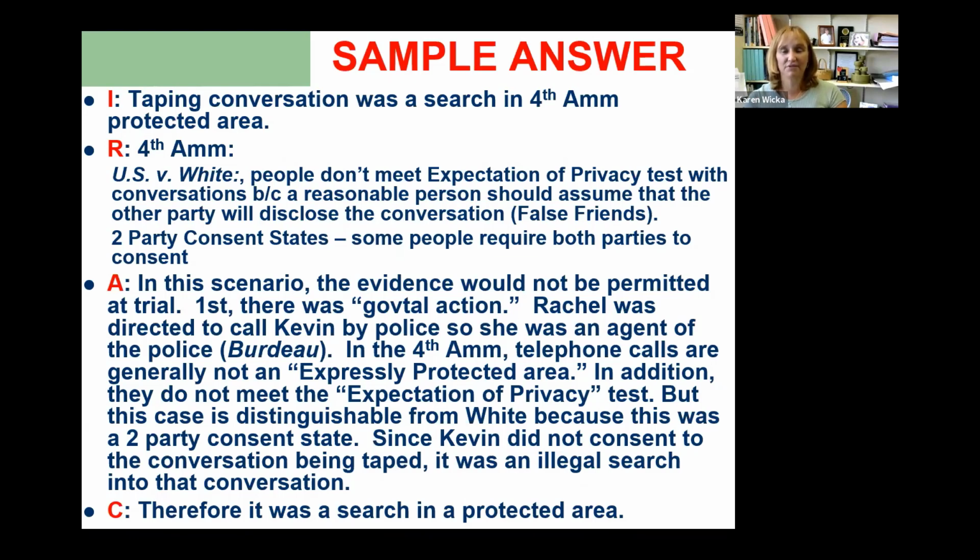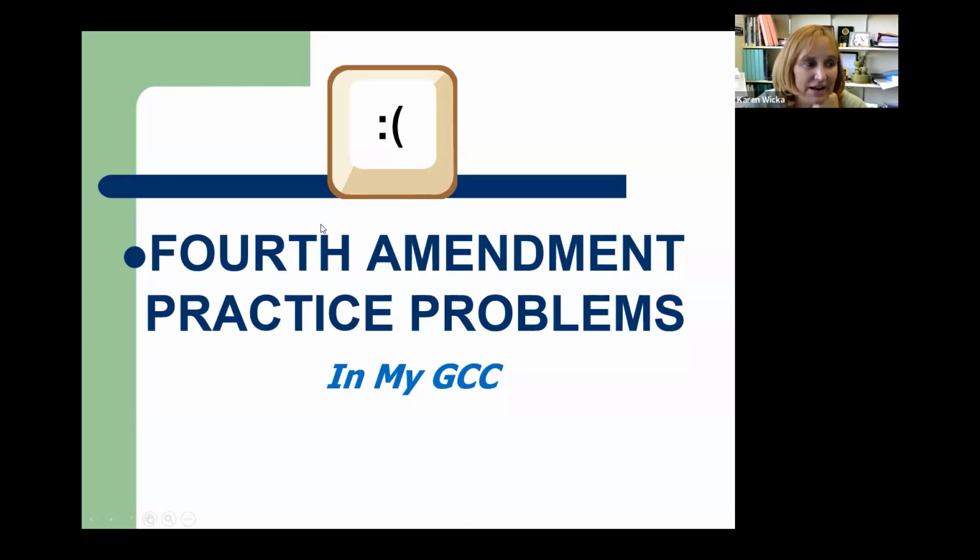So remember, under White, we said conversations do not receive an expectation of privacy. There's always a chance somebody could record it. But since this is a two-party consent state, it is going to be protected because this state specifically gives more rights than the federal government. Since Kevin did not consent, you did not have two parties consent, and therefore it is an illegal search, and the evidence is a search of a protected area. Okay, so hopefully that helps you with IRAC.